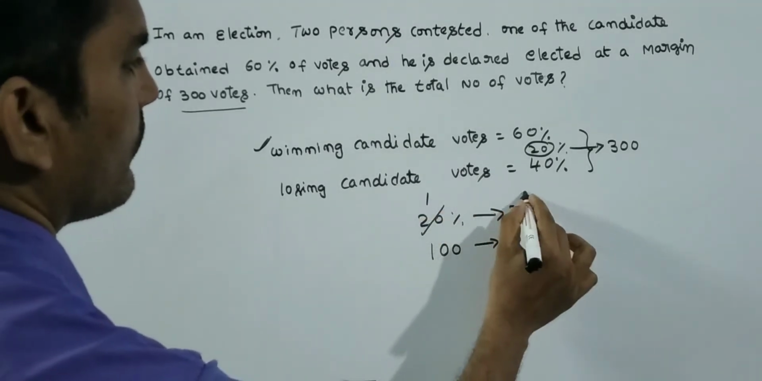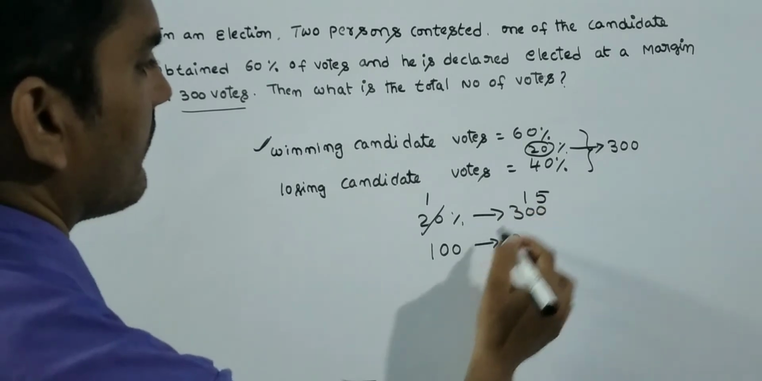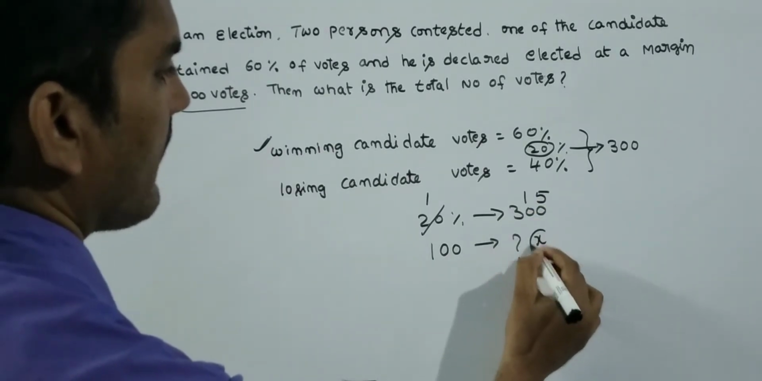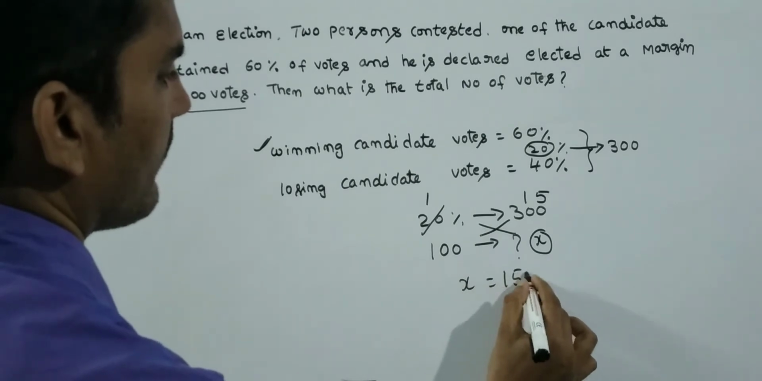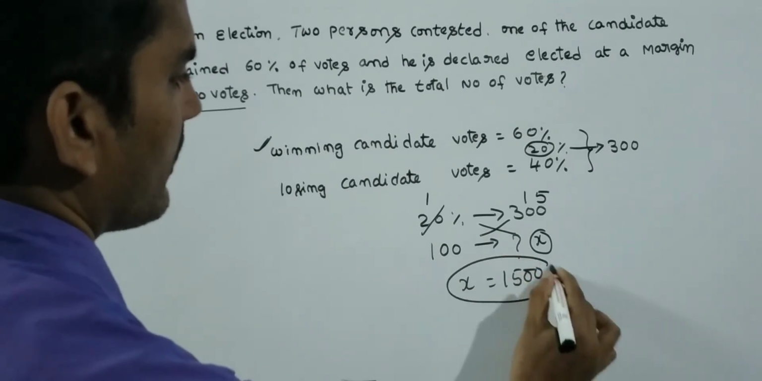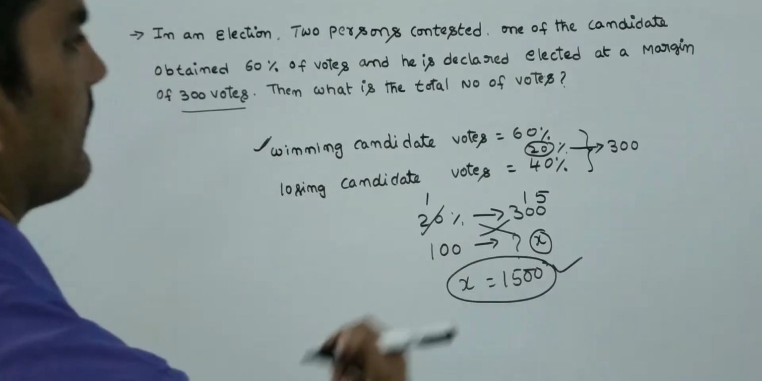Then here it is x. Cancel the common factors, go for cross multiplication. So x equals 1500. See friends, total number of the votes is 1500.